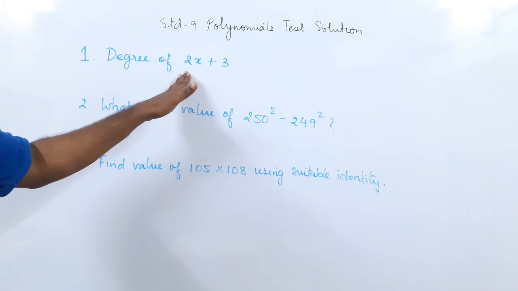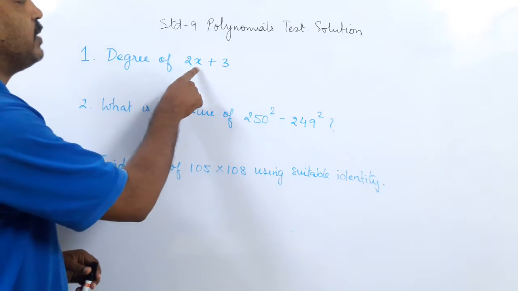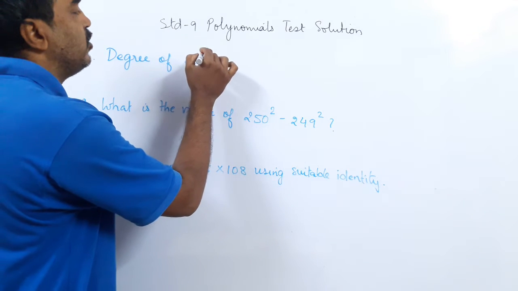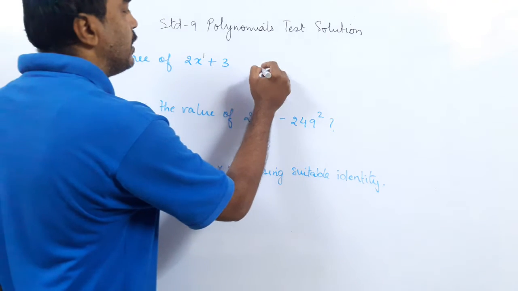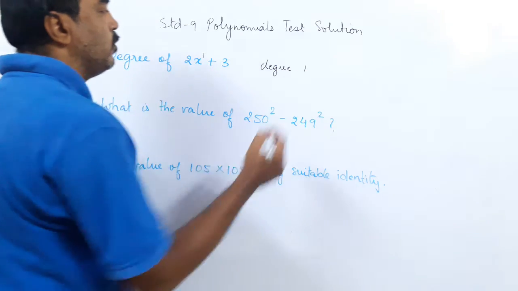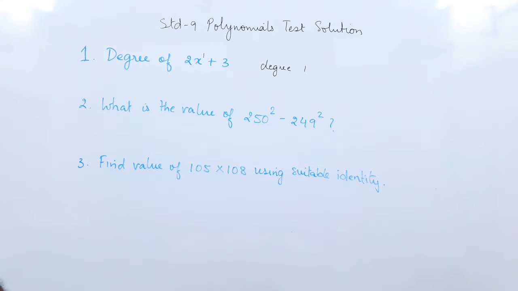The first question is degree of this polynomial. So what is the variable? The variable here is x. And when nothing is written, what is the degree of x? 1. So the answer is degree is 1. Why? Because it is just x. So the power is 1.